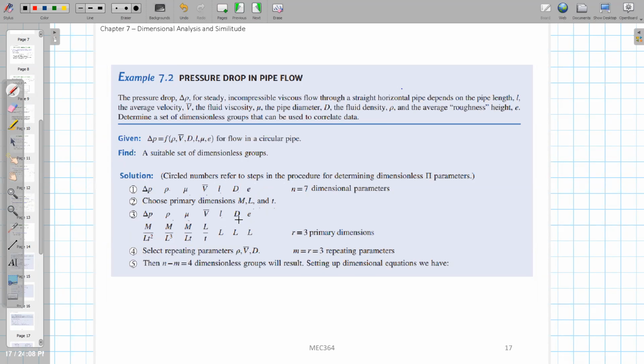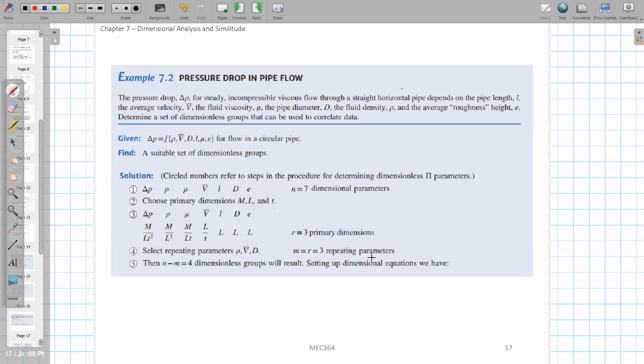Pipe length, pipe diameter, pipe roughness, they are all the same, they are all dimensions of L. Okay, and then step 4, we choose the repeating parameters, right? Because this is 1, 2, 3, r equal to 3. So we need to choose m equal to r equal to 3. We need to choose 3 repeating parameters.